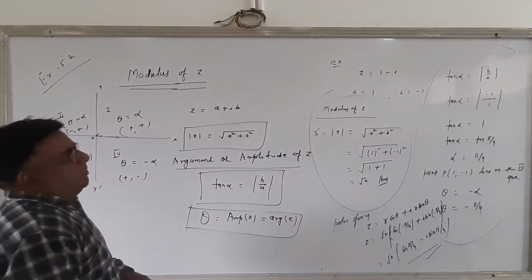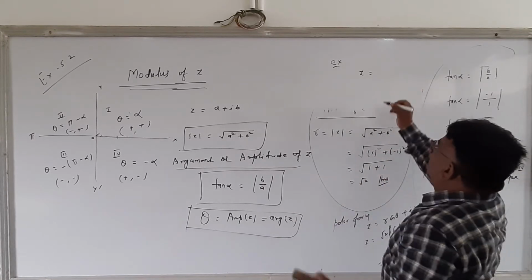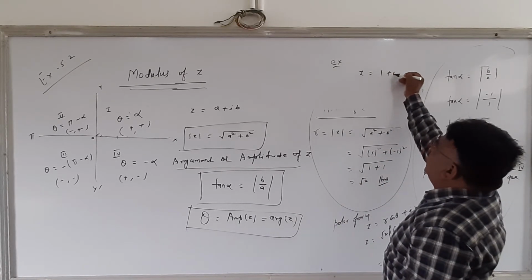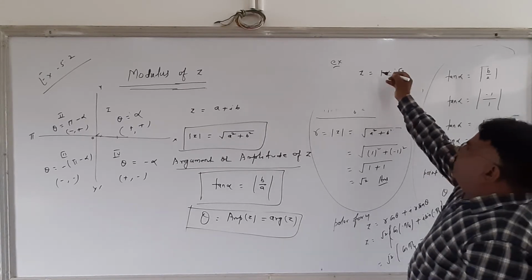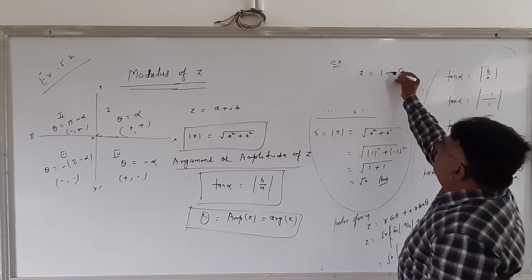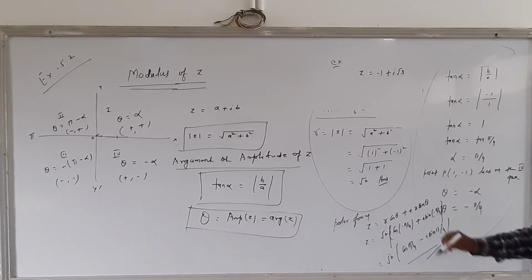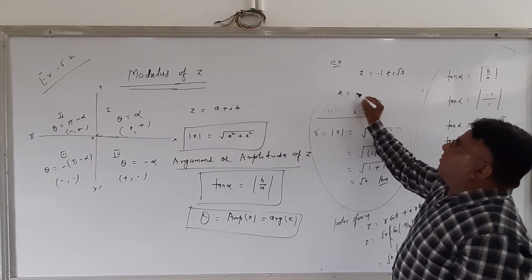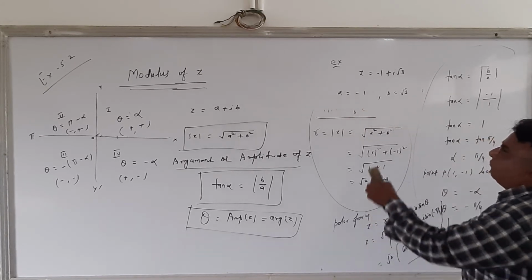This is another example. z equals minus 1 plus iota root 3. This is another complex number. Right? The real part a is minus 1, and the imaginary part b is root 3. First thing, now find the modulus.